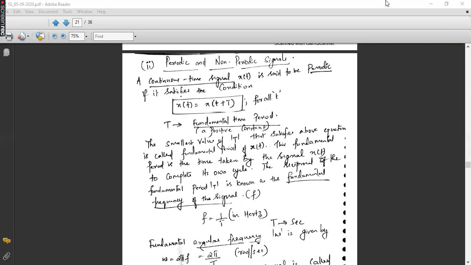Or it can be considered as the time during which a signal completes its full cycle, the time taken by a signal to complete its full cycle. Full cycle in the sense that after that particular amount of time, it will repeat itself. The same pattern will repeat itself after a regular interval of time. That regular interval of time is known as the time period. Any doubt with respect to capital T?